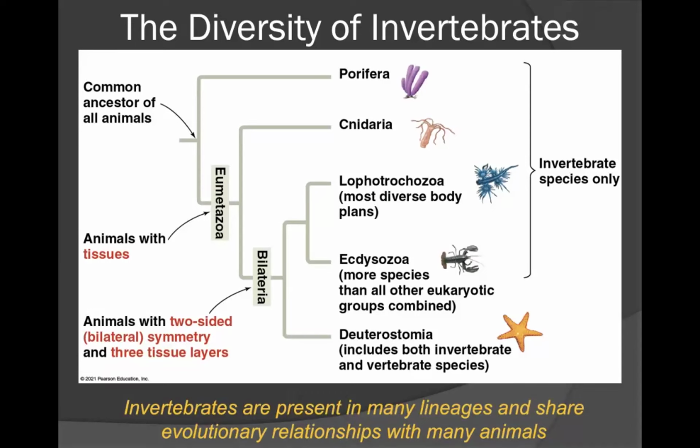Also note that invertebrate species are present in Deuterostomia. However, the grouping Deuterostomia also includes vertebrate species. Also note the important derived traits that exist, such as the development of tissues in the eumetazoans and the development of bilateral symmetry and 3 tissue layers that are present in the bilaterians.